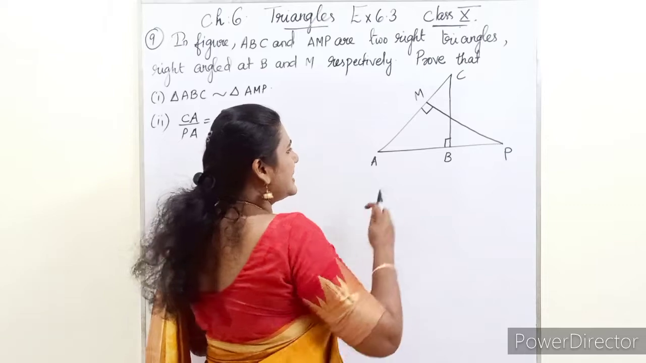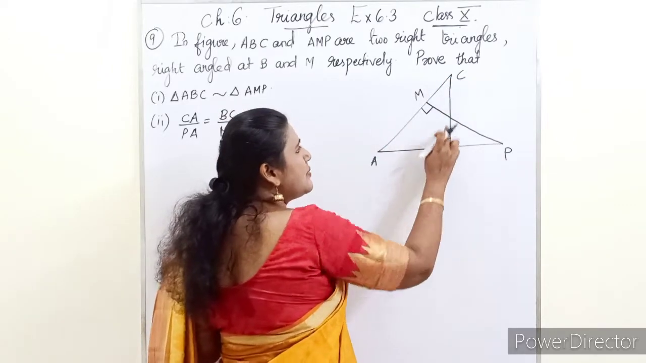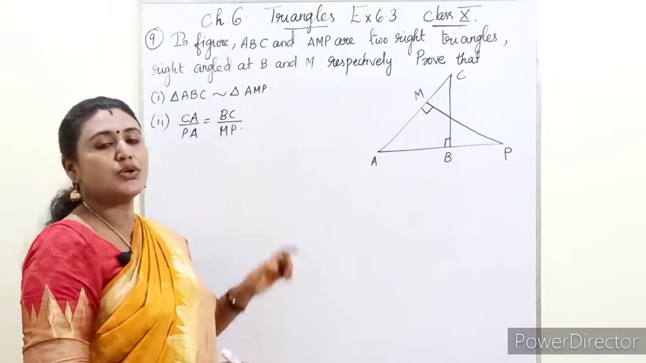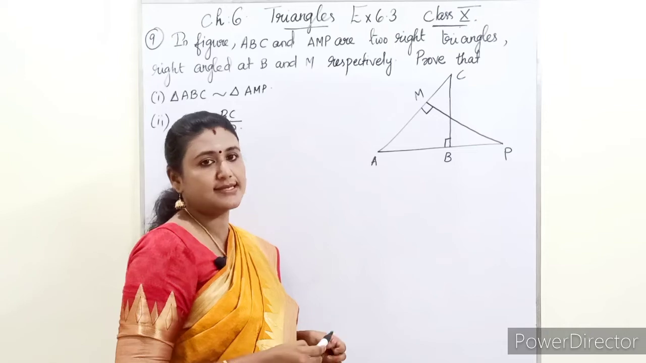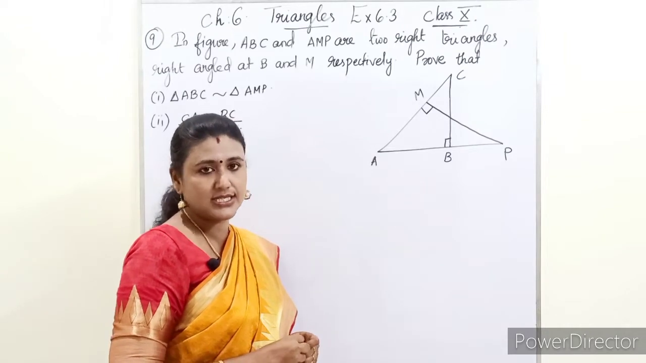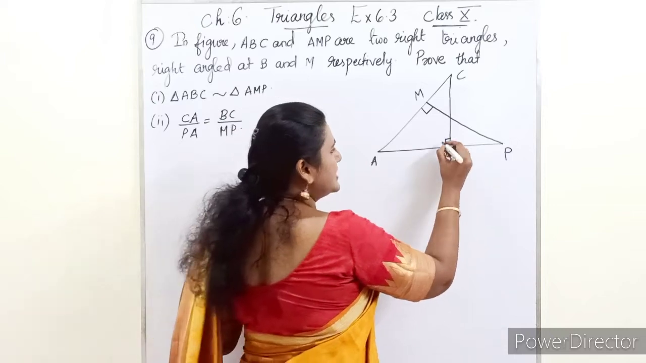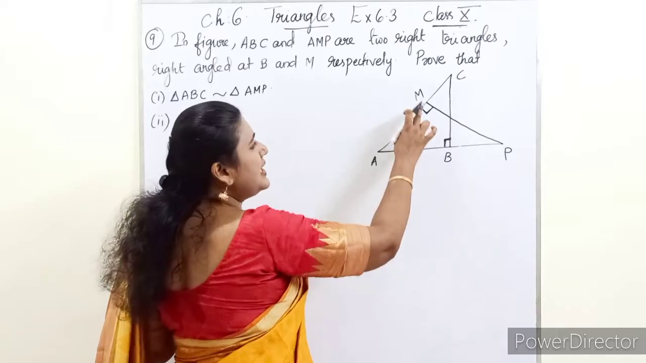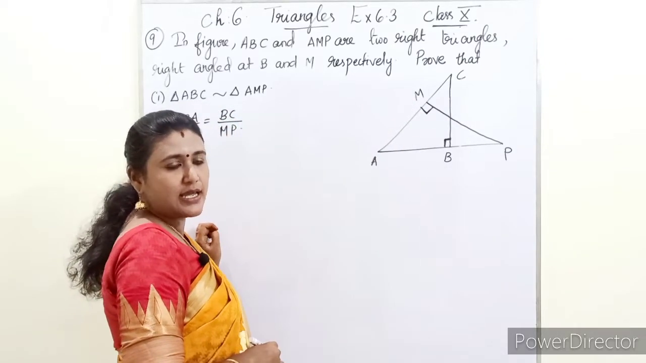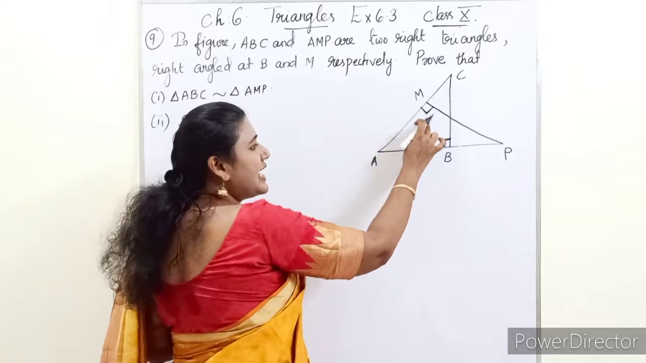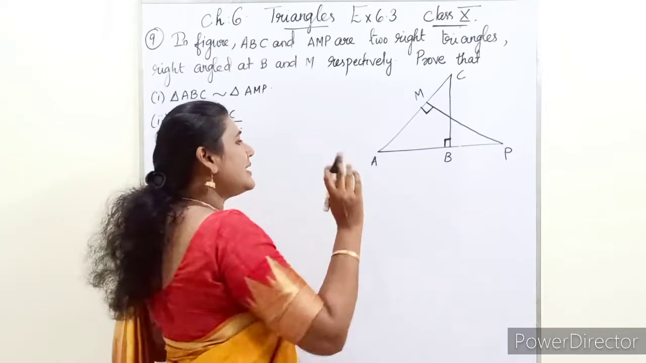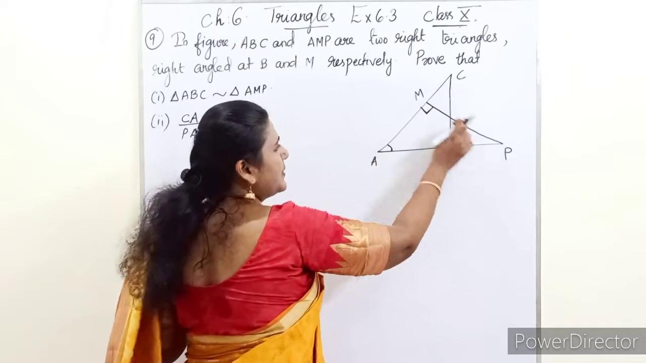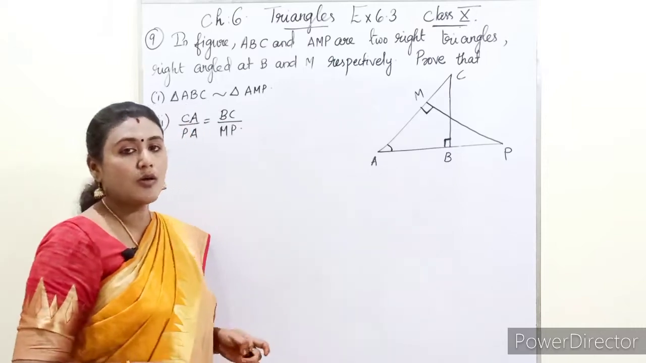So let us consider these two triangles. So triangle ABC and AMP. We have to prove these two triangles are similar. So you know that how to prove two triangles are similar. We have to check similarity criteria here. So it is given in the question, these two triangles are right angled triangle with angle B and angle M is equal to 90 degree. So in these two triangles we have one angle 90 degree. Then what about this angle A? Actually in triangle ABC and AMP, this angle A is the common angle.